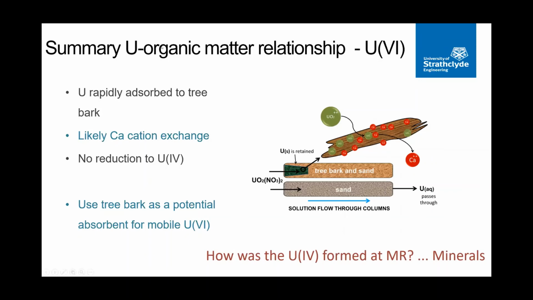So in summary of this particle, we get very rapid absorption to tree bark, which helps explain the heterogeneity of the samples of the columns. It's possible that's through a cation exchange mechanism. There's no reduction to uranium-4 here. So, as I say, that might help explain what was going on at Mulga Rock. But also, could we use tree bark as a potential absorbent to clear up mobilised uranium spills, uranium-6 spills?